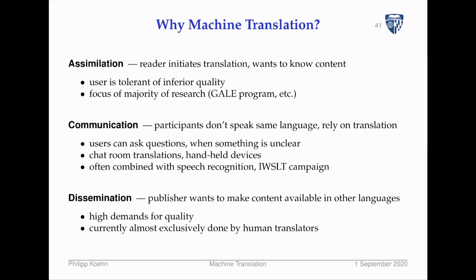So the publisher here wants to make this content available, and there's a pretty high demand for quality. The recipient of the translation really expects fluent text that they can read without any problems. So this is currently almost exclusively done by human translators in some way. Obviously, machine translation can also help human translators, and we'll have a whole lecture at the end of the course where we talk about computer-aided translation. How do you help human translators?